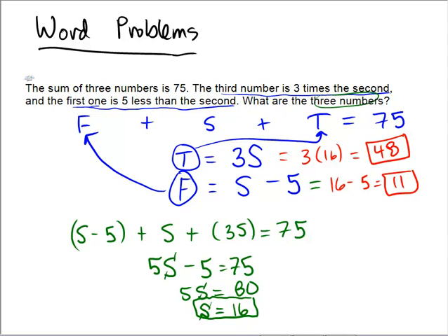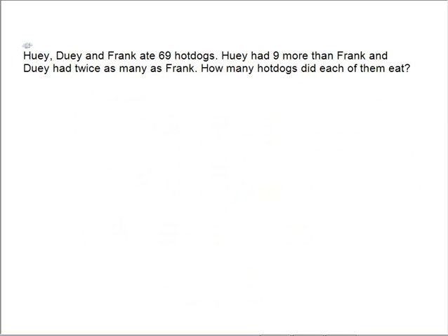Okay, pause the video and see if you can try this problem on your own. Huey, Dewey, and Frank ate 69 hot dogs. Huey had 9 more than Frank, and Dewey had twice as many as Frank. How many hot dogs did each of them eat?